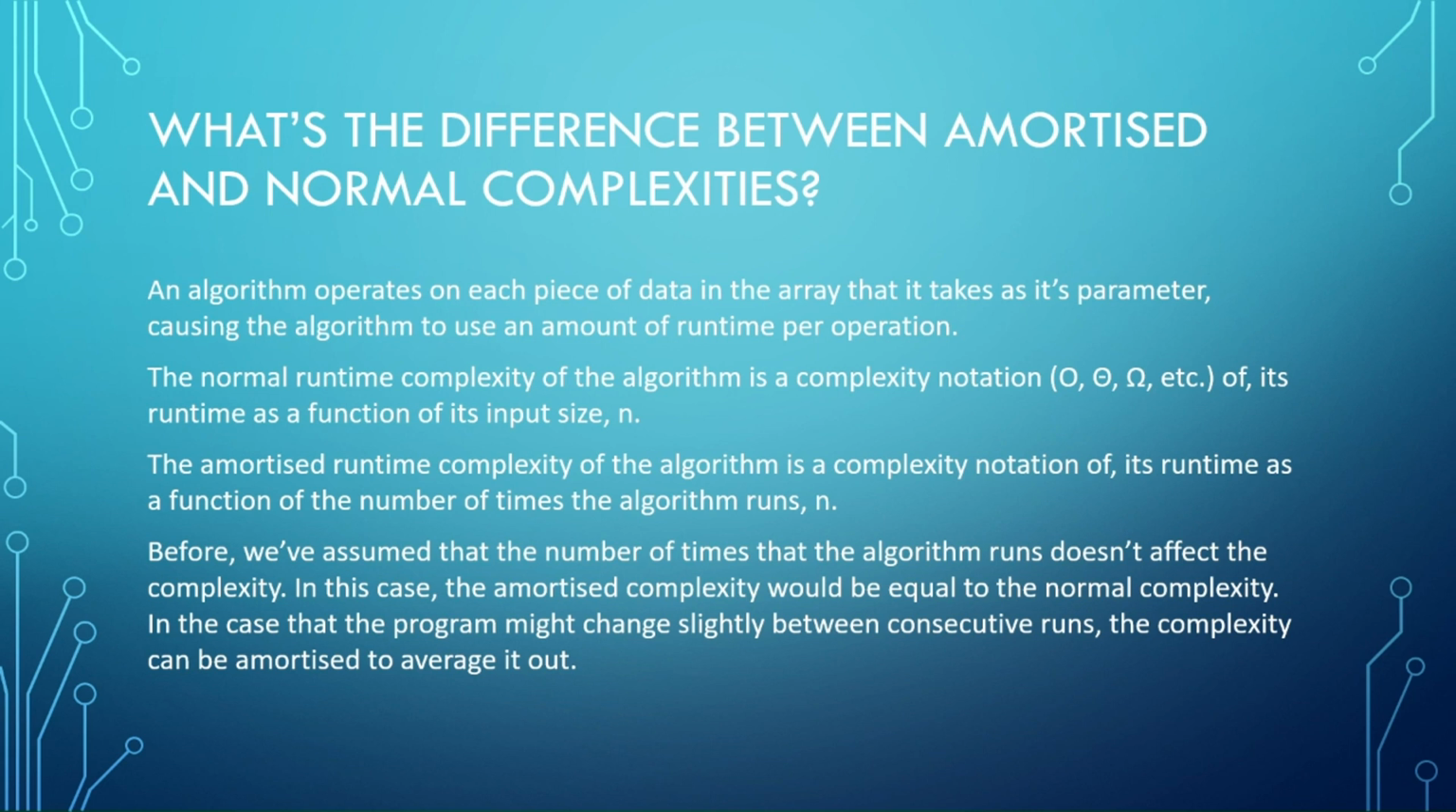In the case that the program might change slightly between consecutive runs, the complexity can be amortized to almost average it out in a way. So it is not actually an average. It kind of averages out the complexity across several runs.